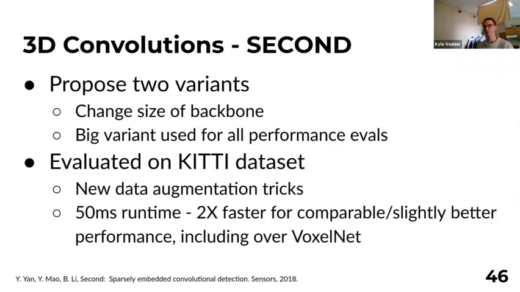Now I'm going to talk a bit about the literature, right? The paper itself proposes two variants, and the key change between these two is the size of the backbone, the component after the actual input. The big variant is used for all of their performance evaluations because it gets higher quality results, although not by much. They do all their evaluation on the KITTI dataset. Note that this paper predates the release of these other bigger datasets. They also come with a bunch of data augmentation tricks, and they find that they get 50 millisecond runtime, so they're 2 times faster than comparable or slightly better networks, and they're significantly faster than VoxelNet.